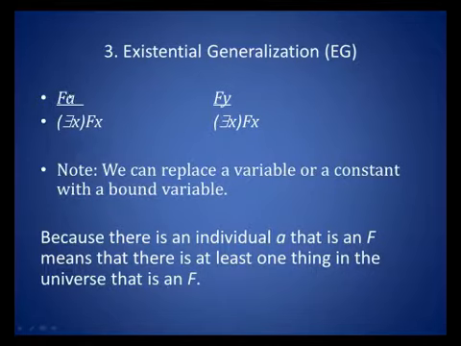Well, that means there's at least one thing in the universe that is fantastic, which is exactly what is said here. There exists an x such that x is F. So if F stands for fantastic, then this statement here would say there exists an x such that x is fantastic. We know there exists at least one x that's fantastic because we're telling you right here that atom is fantastic. So unlike universal generalization, I'm allowed to go from constant to variable when I'm doing existential generalization.